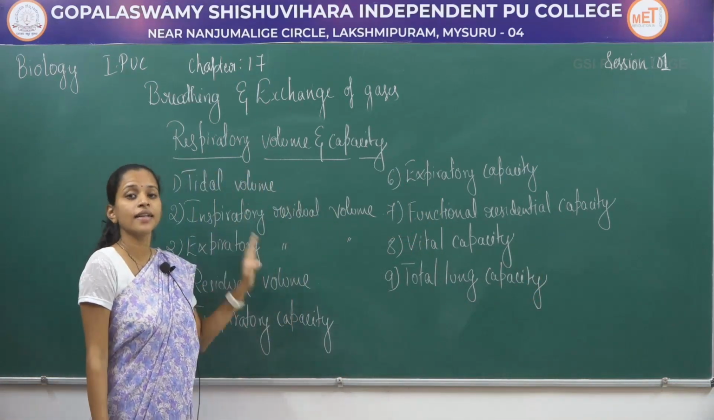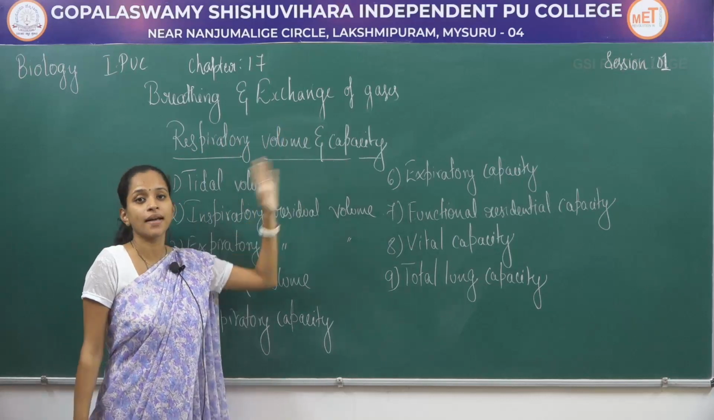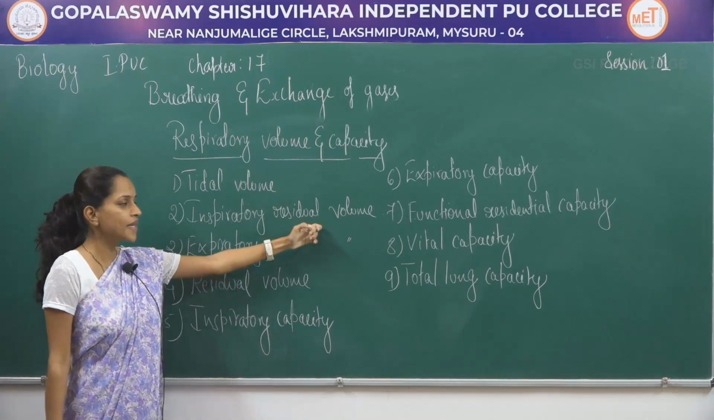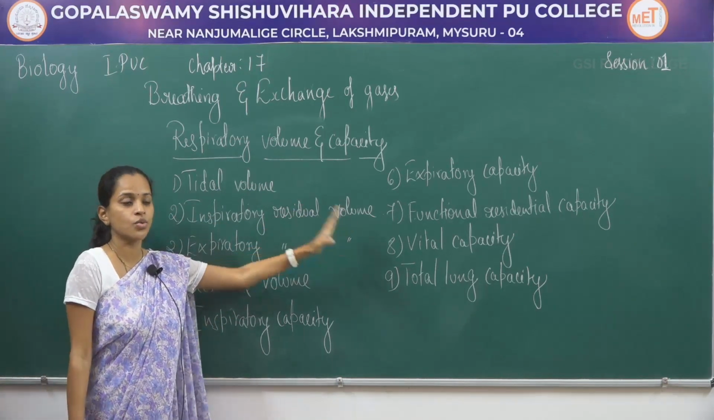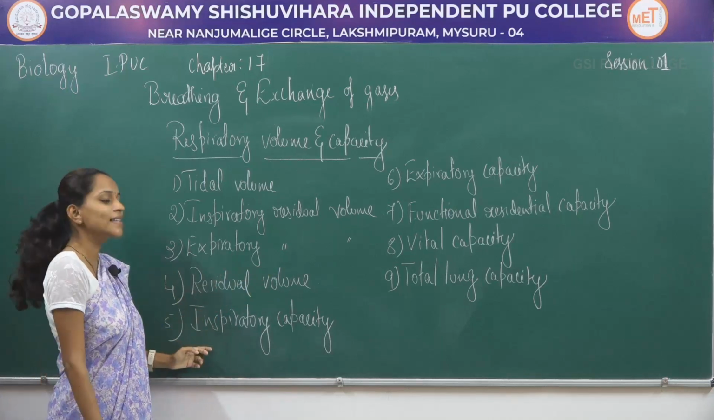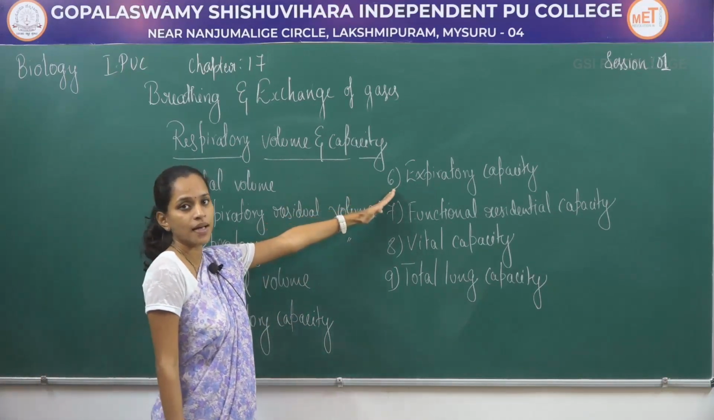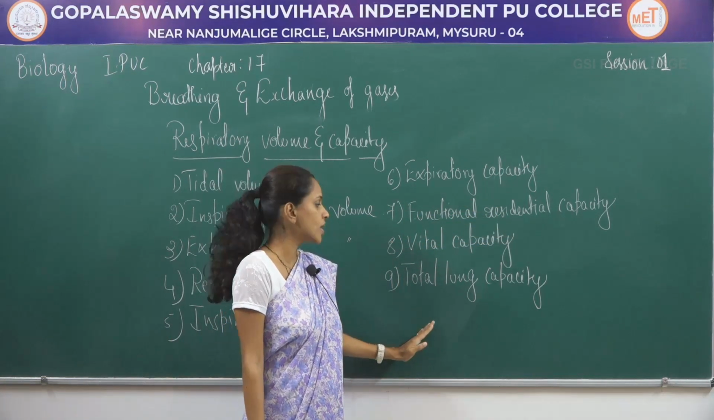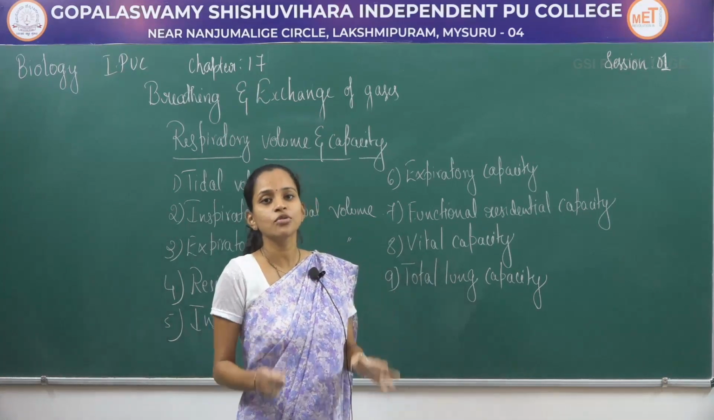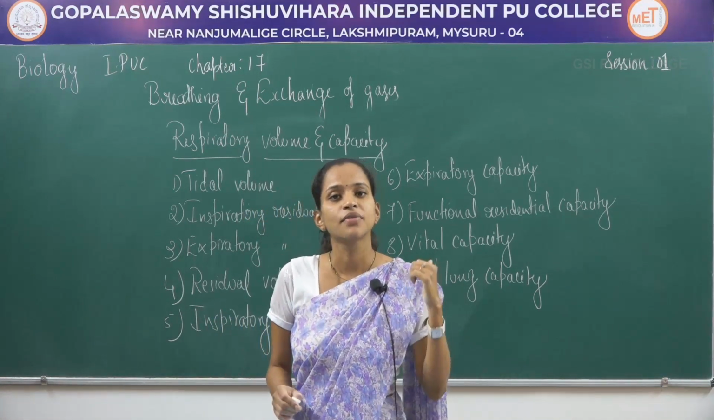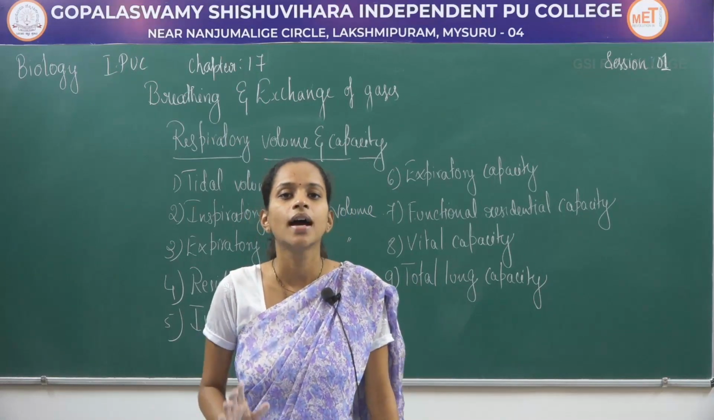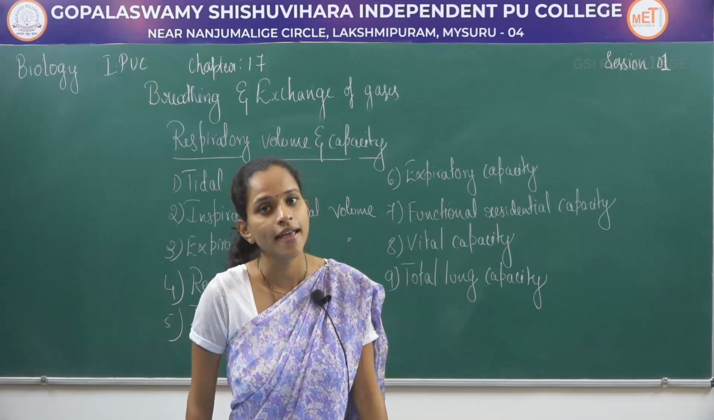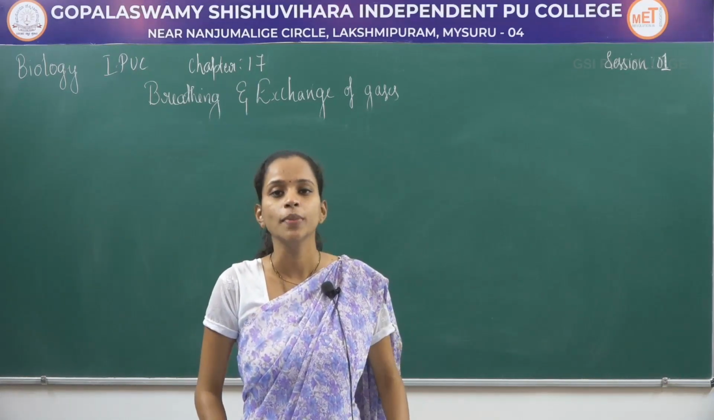These are the 9 different types of respiratory volumes and capacity which come under human respiration, that is tidal volume, inspiratory reserve volume, expiratory reserve volume, inspiratory capacity, expiratory capacity, functional residual capacity, vital capacity, and total lung capacity. So, you will have to study about each of them in detail. It is a very important concept regarding your exam point of view. One out of this will be a 1-mark question in your exams. So, we will study about each of the volumes in detail.